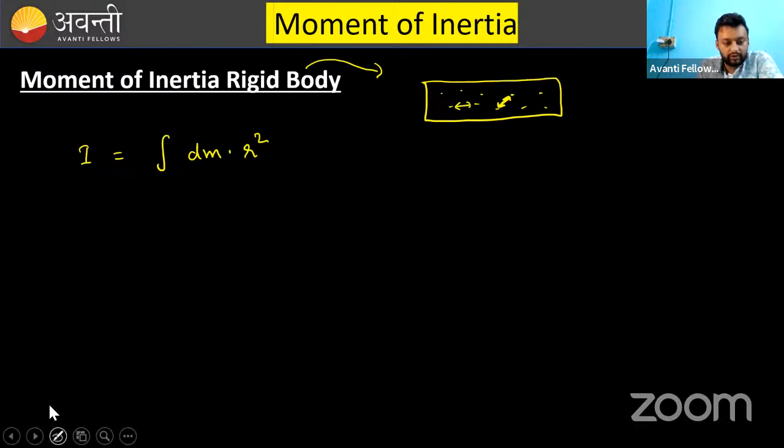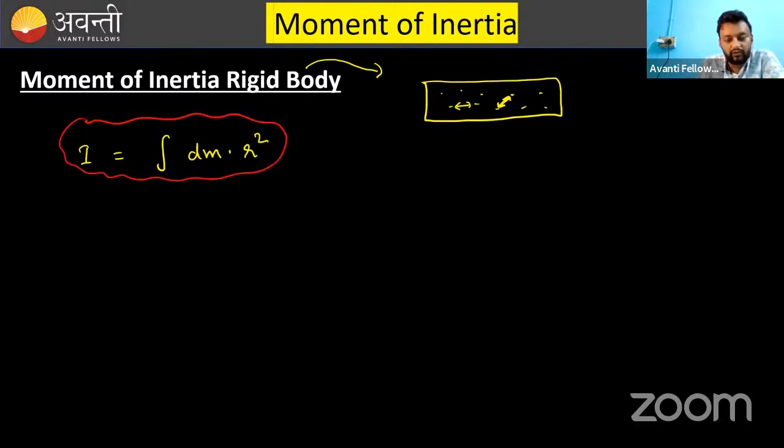I'm not going to use this formula. We will write some formulas for you to remember, and they should be remembered for the complete chapter. One thing: this is the general way to calculate moment of inertia of continuous bodies or rigid bodies, where dm is the mass of the small element and r is the perpendicular distance. This is clear.